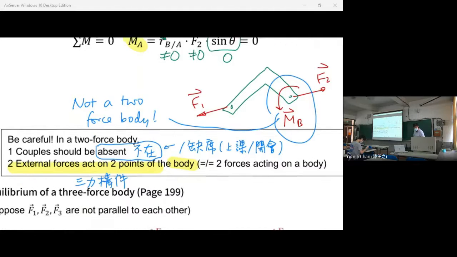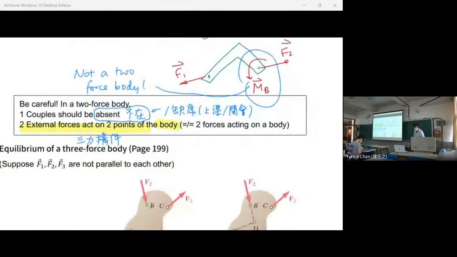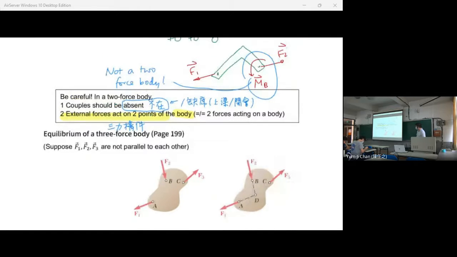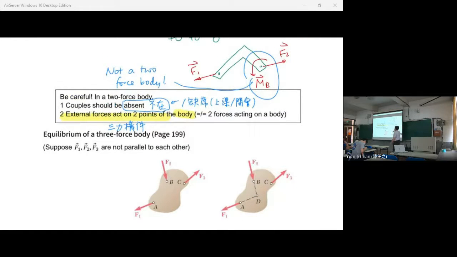So what do we mean by free force bodies? Free force body means forces are acting on, sorry, acting on 3 points on the body. We may have many forces, but these are all forces acting on 3 points of the body, like A, B, and C here.